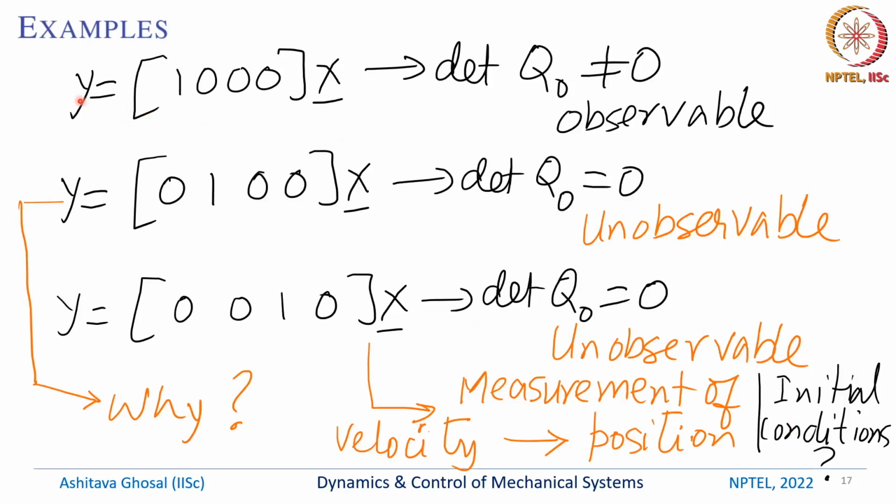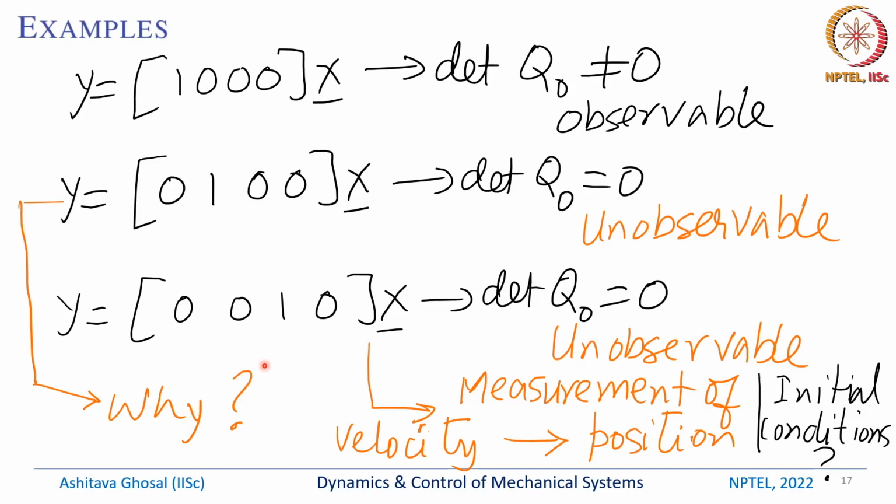So if you choose y as x, then the determinant is not equal to 0, hence the system is observable. What were the state vectors? x, theta, x dot, theta dot. So if I just measure the position of the cart, then the system is observable. If I measure only theta, but the force is applied on the cart, so 0, 1, 0, 0, then the determinant of QO is 0. So hence it is unobservable, meaning that if I just were to measure theta, then you cannot do it.